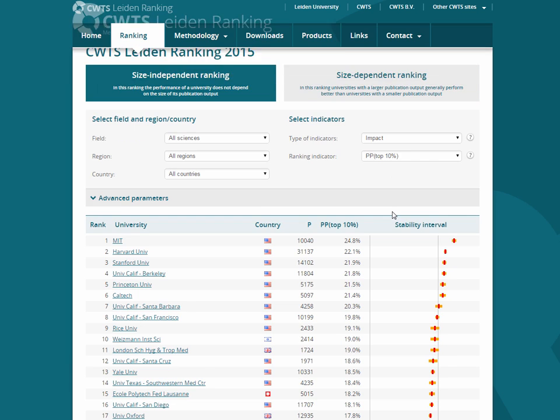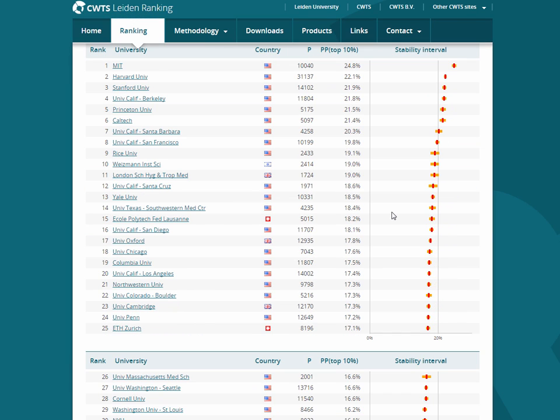If we then look at the ranking results, we see that MIT is ranked first. Of the 750 universities included in the ranking, MIT has the highest percentage of frequently cited publications. Almost 25% of the publications of MIT belong to the top 10% of their field and year in terms of citations. MIT is followed by Harvard, Stanford, UC Berkeley, and Princeton.